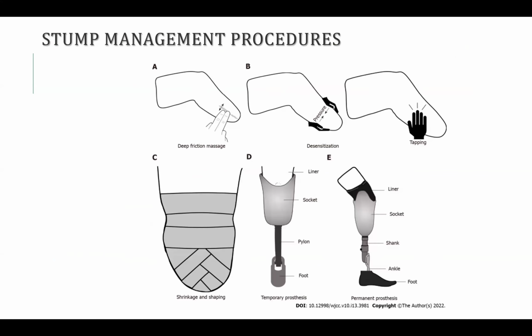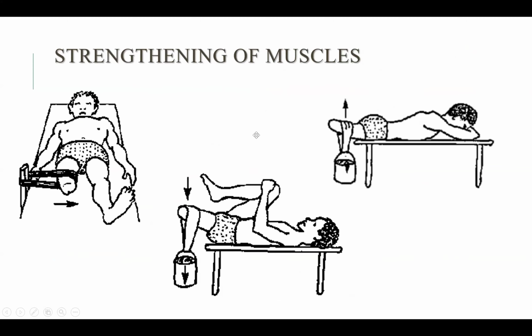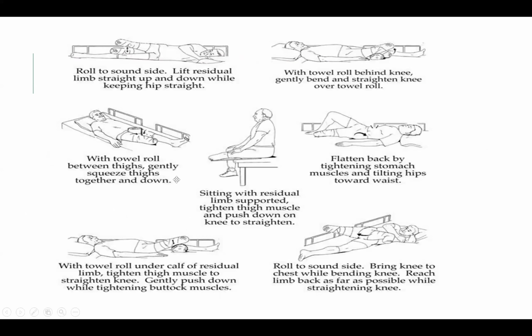And stump management by friction massage, desensitization by pressure, tapping at the stump, and strengthening of the muscles by exercises shown in this. And these are various positions of the exercise which will be advised in the pre-prosthetic stage.